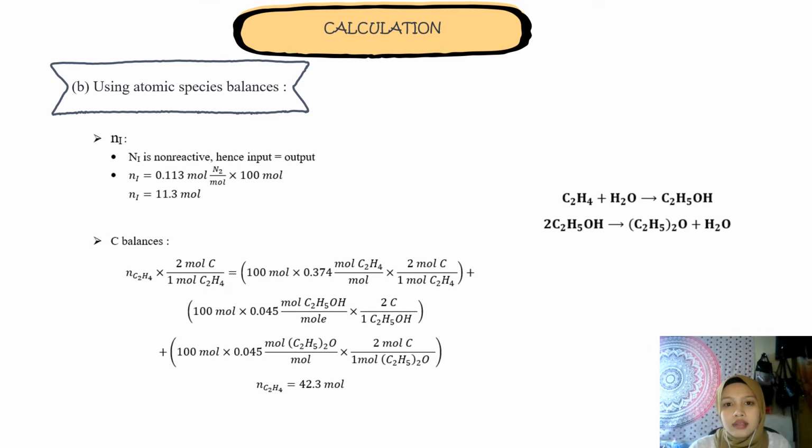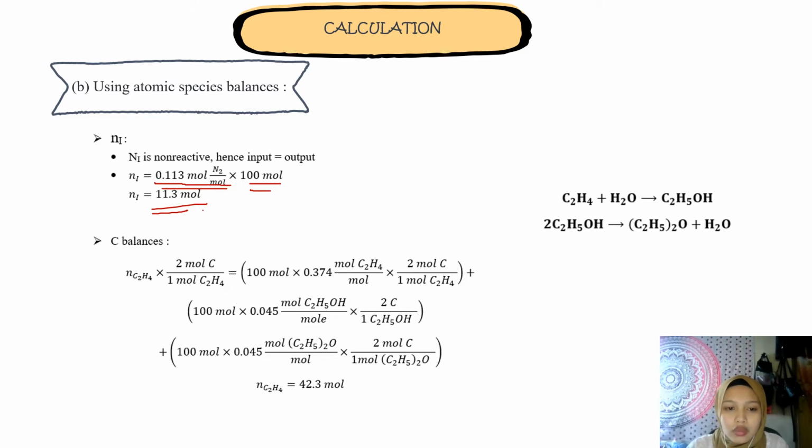First, for the calculation part, using atomic species balances, we can directly find the number of moles of the inert gas because the inert gas is a non-reactive species, hence the input equals the output. The composition of N2 per mole is multiplied by the total of effluent gas, and we get 11.3 moles of inert gas at the input side.